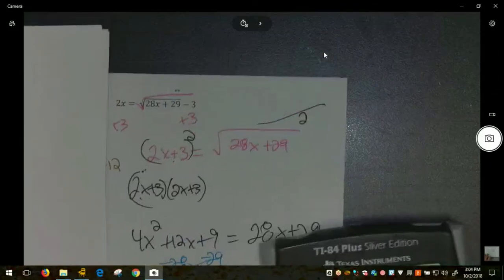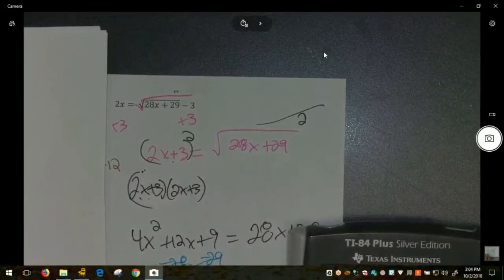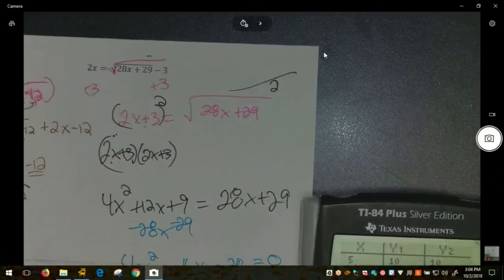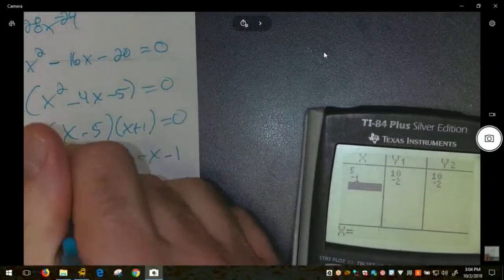So I'm going to go back to my original equation, plug in the left-hand side for y sub 1, and the right-hand side for y sub 2. 28x plus 29, the square root of that, minus 3. When I go to my table, I plug in 5, it works. I plug in -1, and it worked. So both are solutions for this problem.